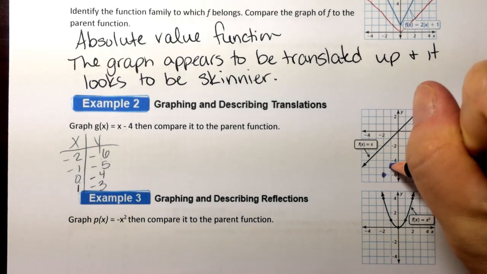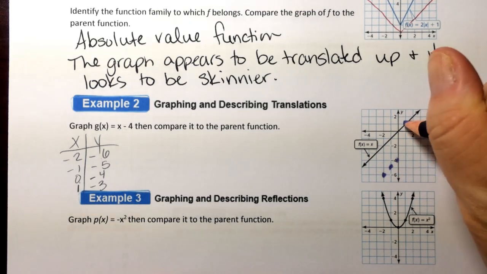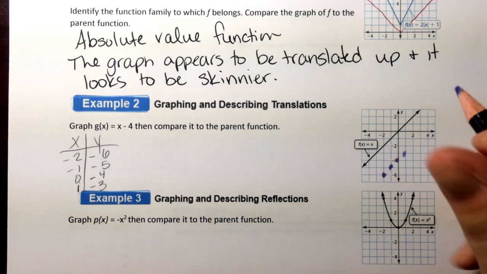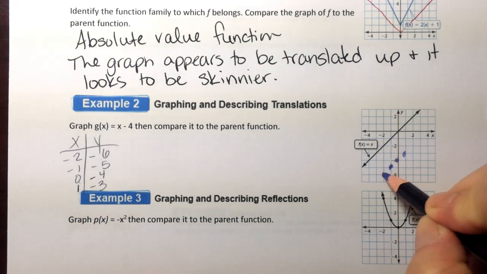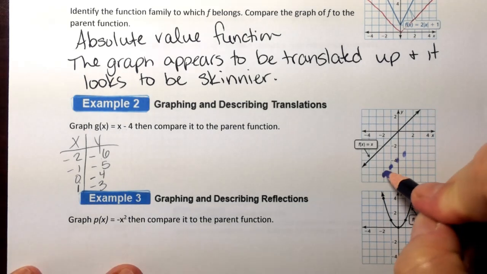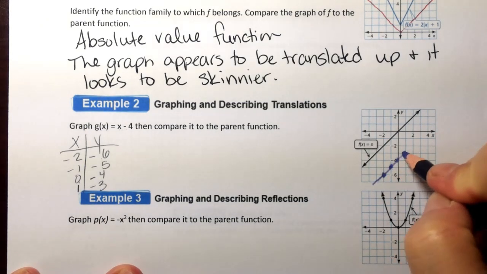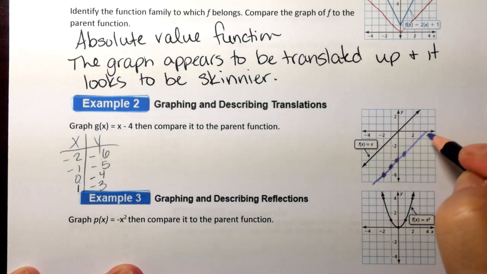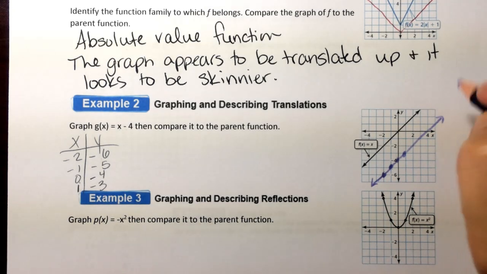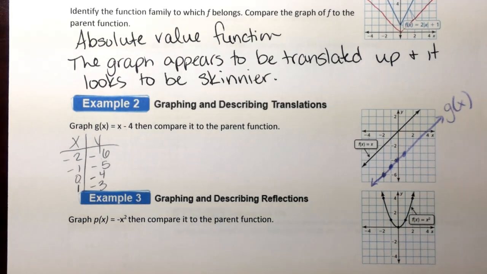-1, -5, 0, -4. And notice you really could have just done 2 of these, and you would have seen that they're going through the corner of all of the boxes. I'm going to do my best to make this straight. All right, so this is g of x. So we're comparing g of x to f of x.